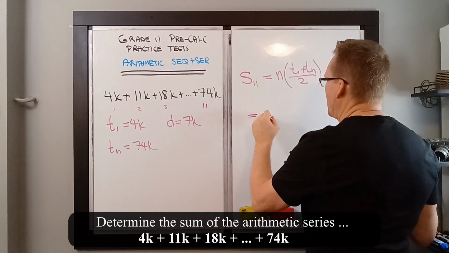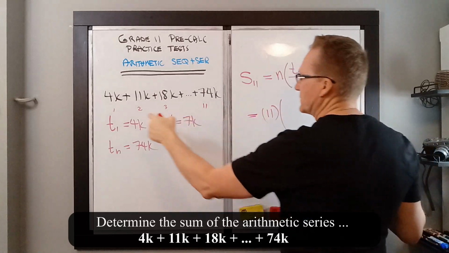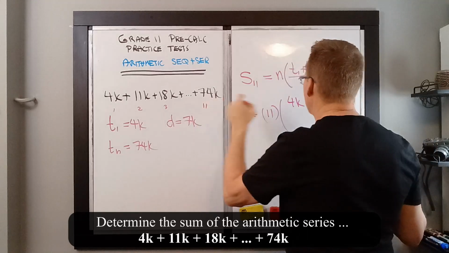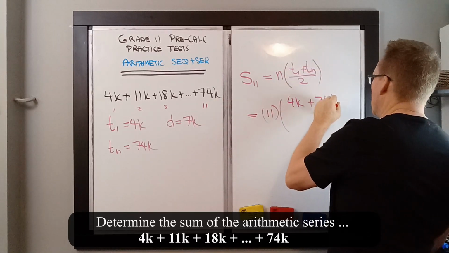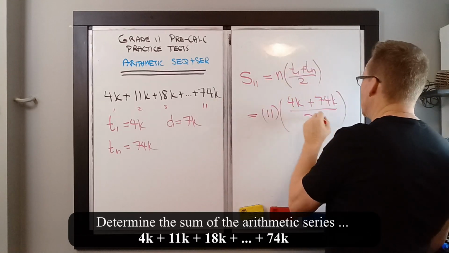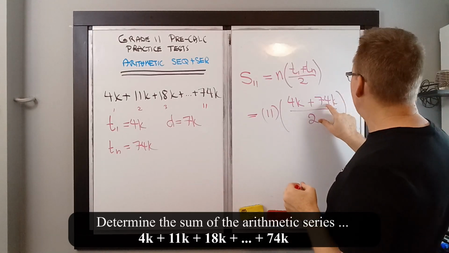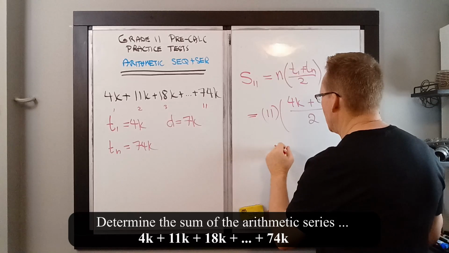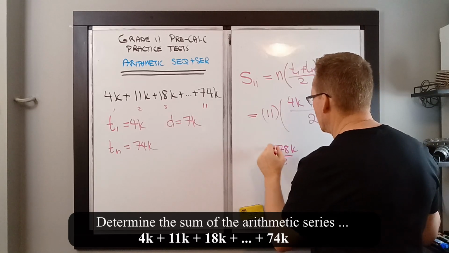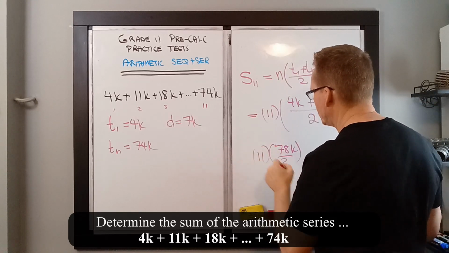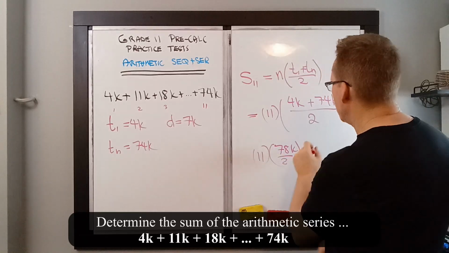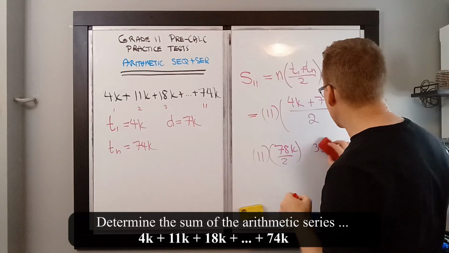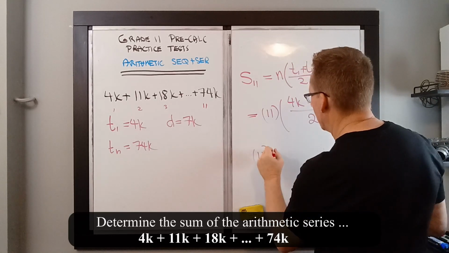How do we do this here? Well, we put 11 in for the n, and then we do the first term, which is 4k. Don't forget the k. Plus the last term, 74k. All divided by 2. There we go. 74k plus 4k is 78k. So 78k divided by 2 times 11. 78 divided by 2 is 39, so this is going to be 39k times 11.